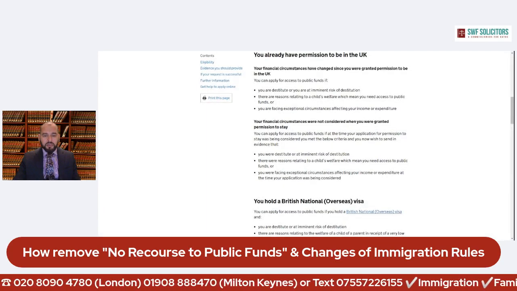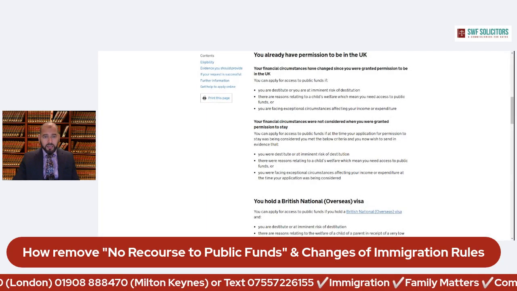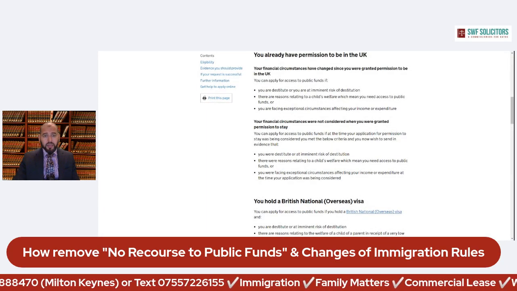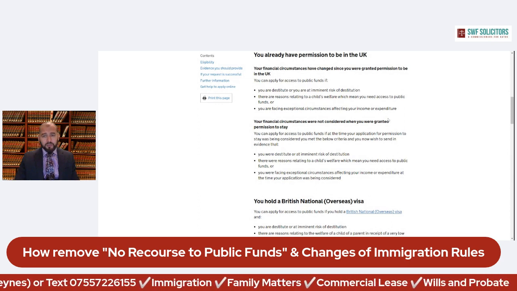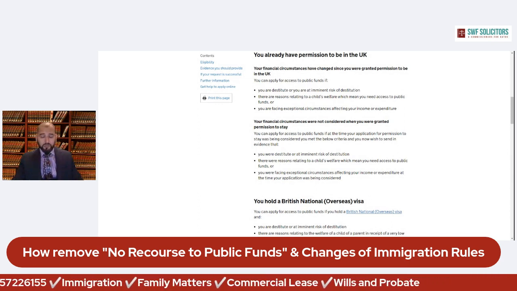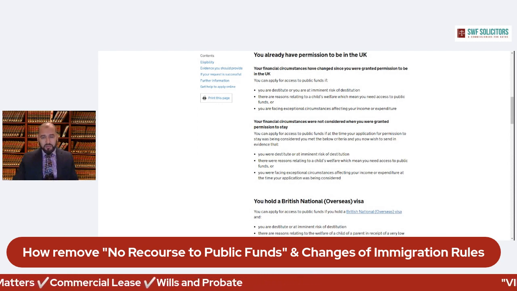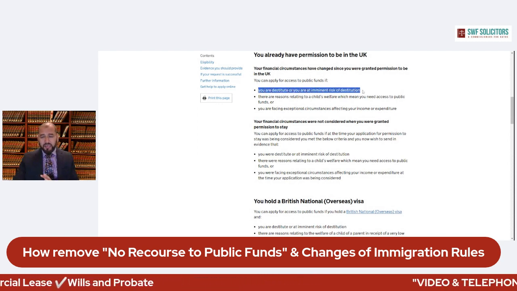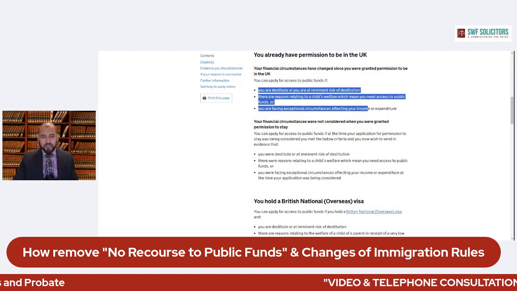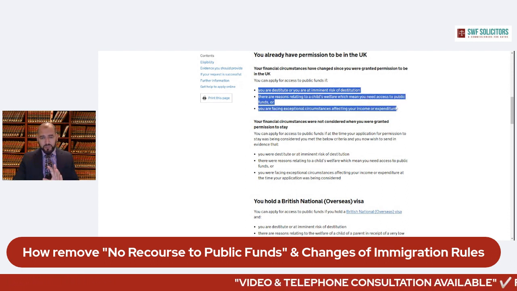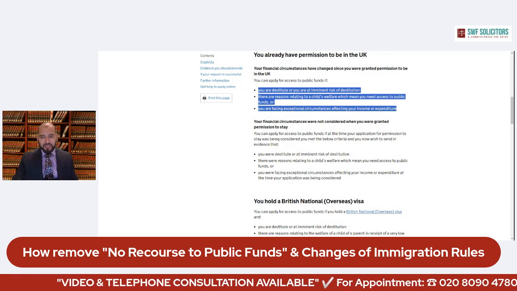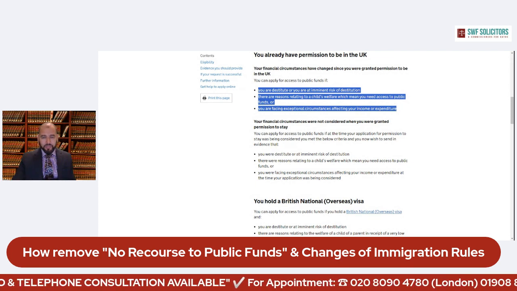So the first requirement, as you see on the screen, is that you already have permission to be in the UK, which means you already have a visa and the restriction. You can make an application to the Home Office, and you need to satisfy either one. Either you are destitute, I'll explain what that means, or you are at imminent risk of destitution.